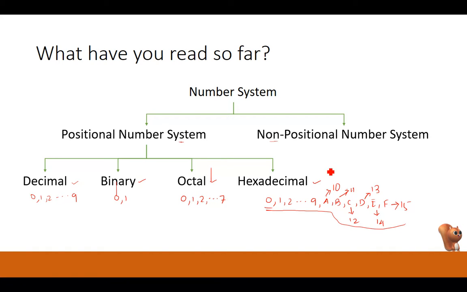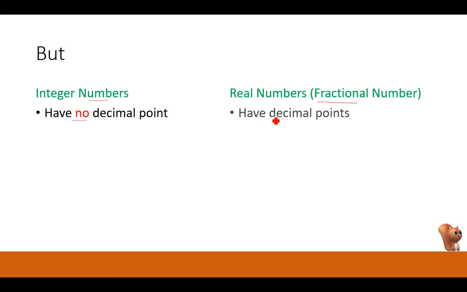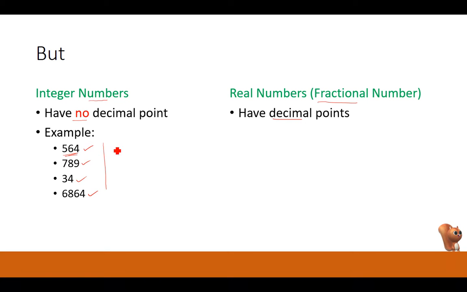Besides that, we know there are two types of numbers from our school life. One is called integer numbers and another one is called real numbers, or fractional numbers. What is meant by an integer number? These numbers have no decimal point, but a real number has a decimal point in between the digits of the number. For example, 564, 789, 34, 6864 are all called integer numbers. Why? Because they have no decimal point in between the digits of the number.